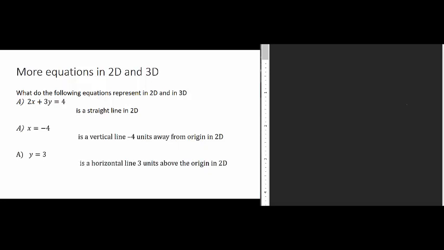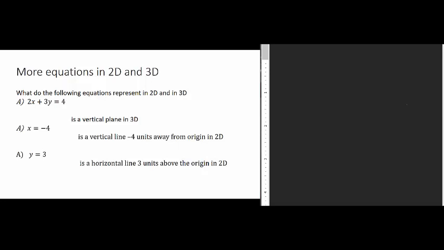All right, so let us discuss those 3 equations again in 3D. So in 3D, 2x plus 3y equals 4 is a vertical plane, because you can understand that z is not there, so z could be any value here. So you get a plane which will cut 2 units from the x-axis and 4/3 units from the y-axis, and then it will go vertically up.